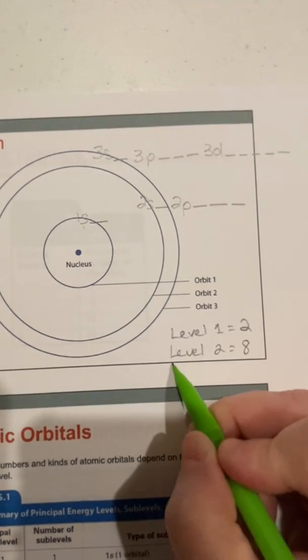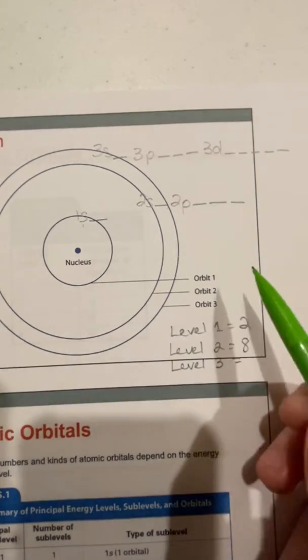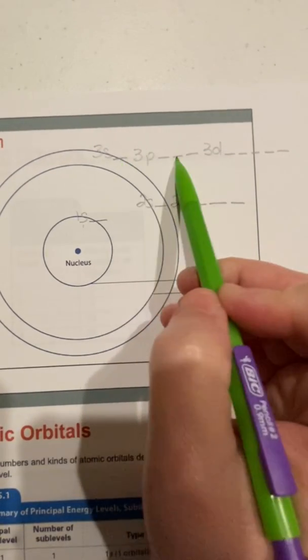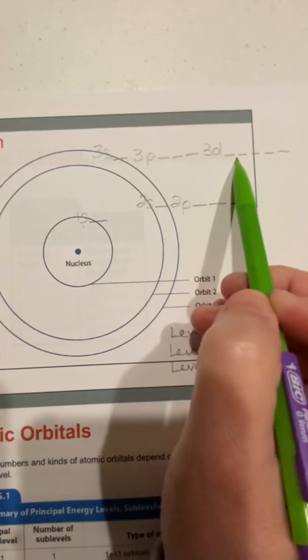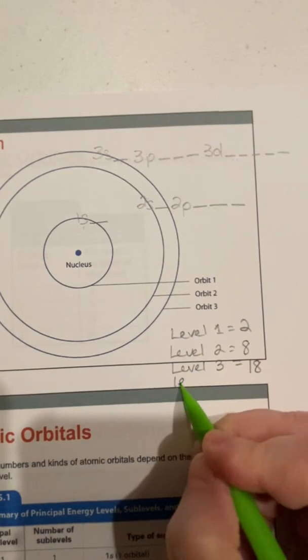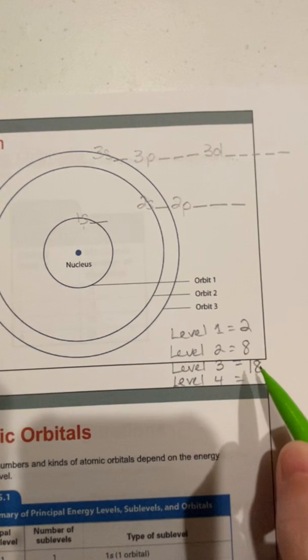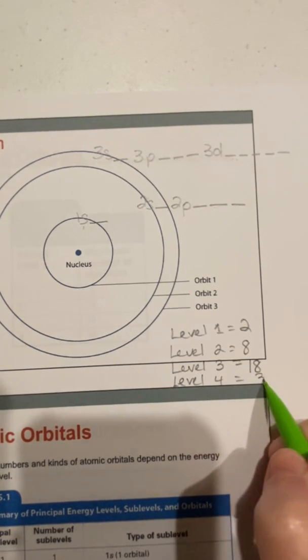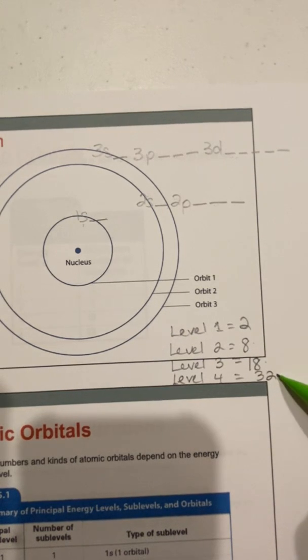This probably looks familiar to a lot of you because we had you work on this in physical science. Level 3 has an s, a p, and a d, so there's going to be 2 plus 6 plus 10. So level 3 can have 18 electrons. Level 4 can have an s, a p, a d, and an f, and if you add that together, it's going to be 32. So that's what you learned in physical science.